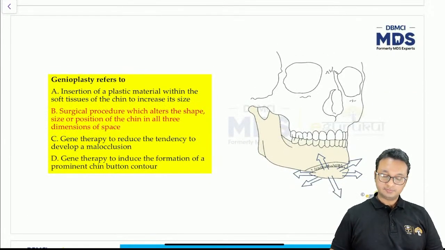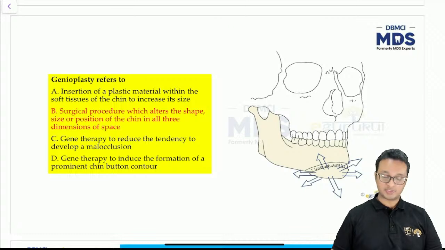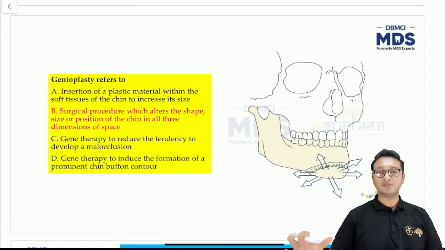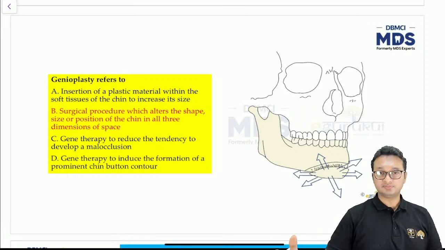Genioplasty refers to insertion of a plastic material within the soft tissue of the chin to increase its size. Or, a surgical procedure which alters the shape, size or position of the chin in all three dimensions of space. You can see the figure on the right side. That's exactly what the second option is. Or, gene therapy to reduce the tendency to develop a malocclusion. Now, options C and D are out of context. The exam setters have just inserted these two options to confuse you.